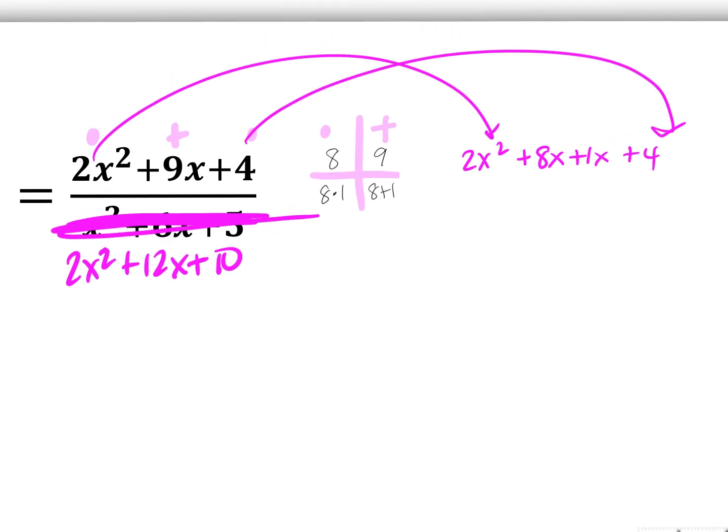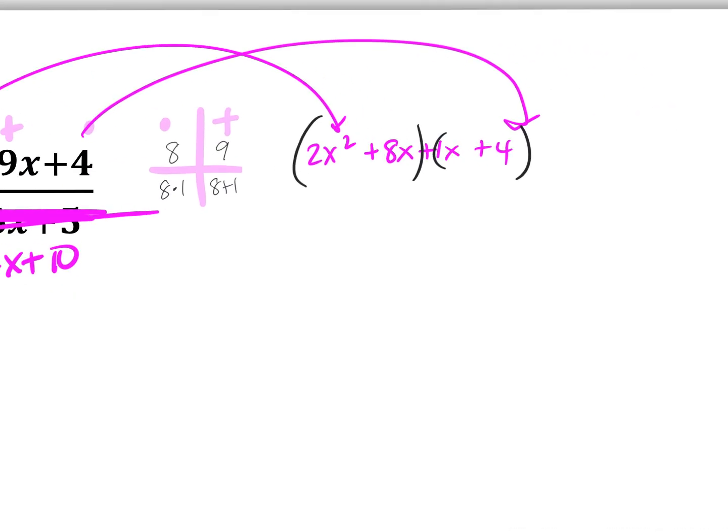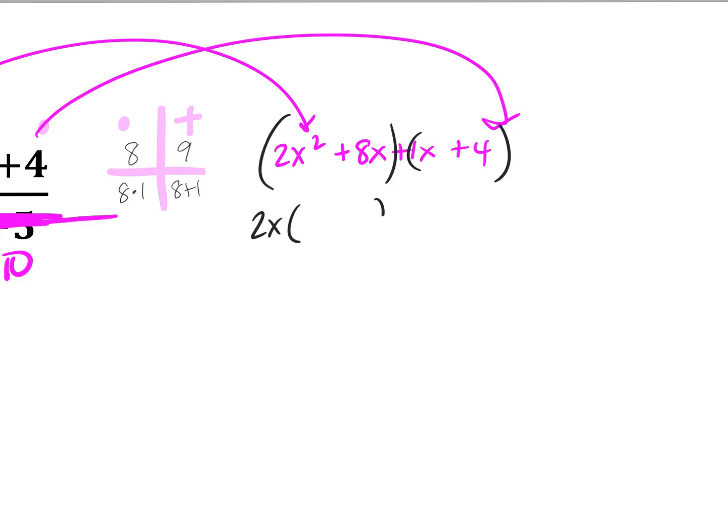Who remembers what to do next when we have 4 terms to factor this? Here we go. Who's getting out their magic wand to group these? Tell me, what does that first group have in common? What are we taking out? 2x. What's left? X plus 4. Beautiful.